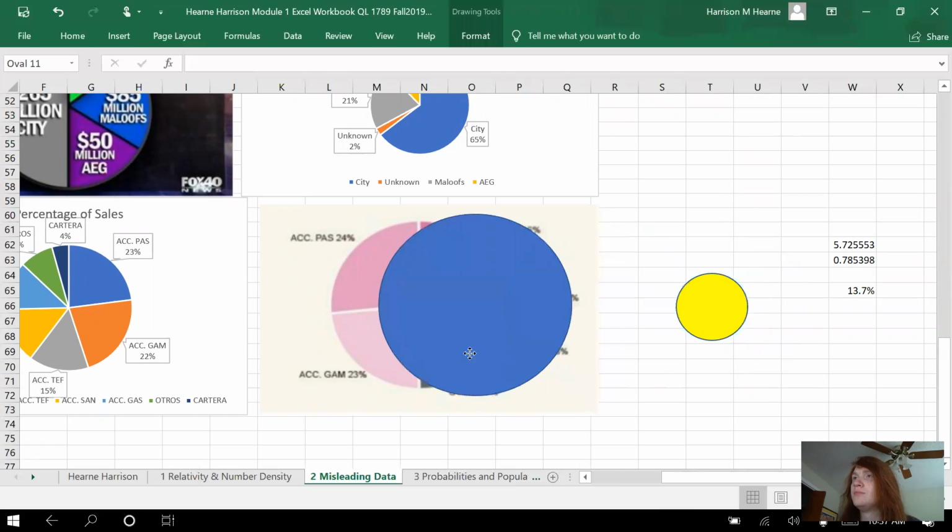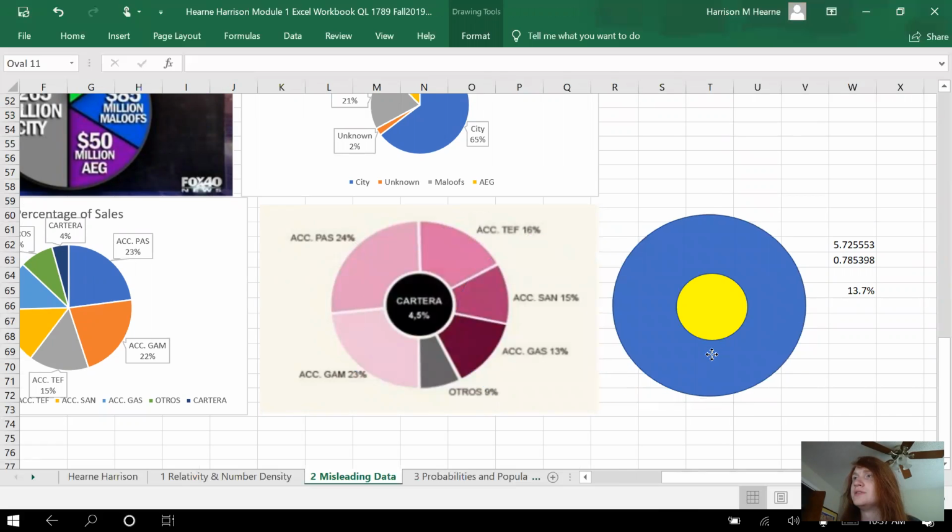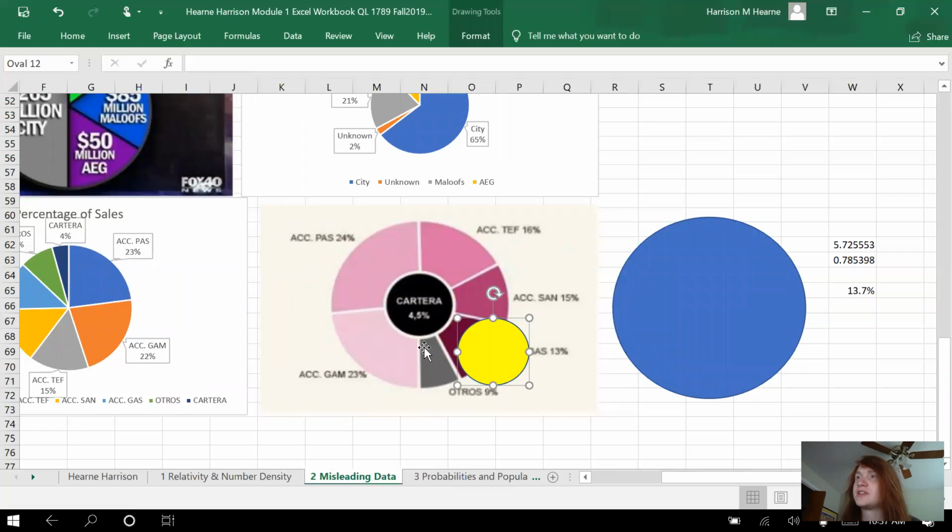So this blue circle here is a rough estimate. You can see if I move it over here, it is roughly the same size as the total chart. And this yellow circle is a rough estimate of how big the Cartera segment of this chart is taking up. So if we align them, this should be pretty close to how much area of the chart the Cartera section is taking up.